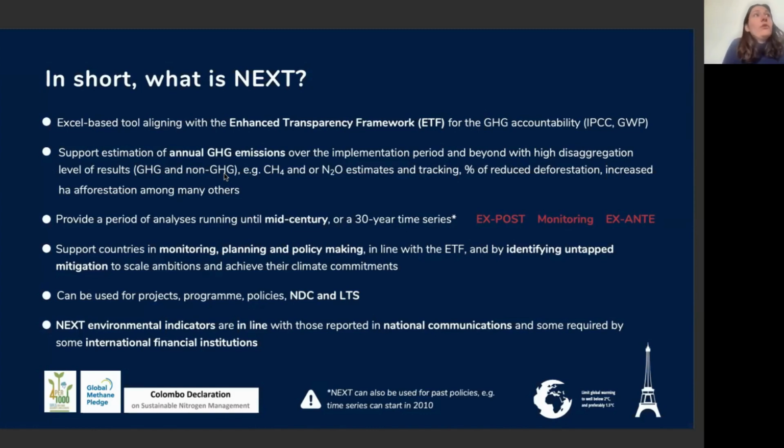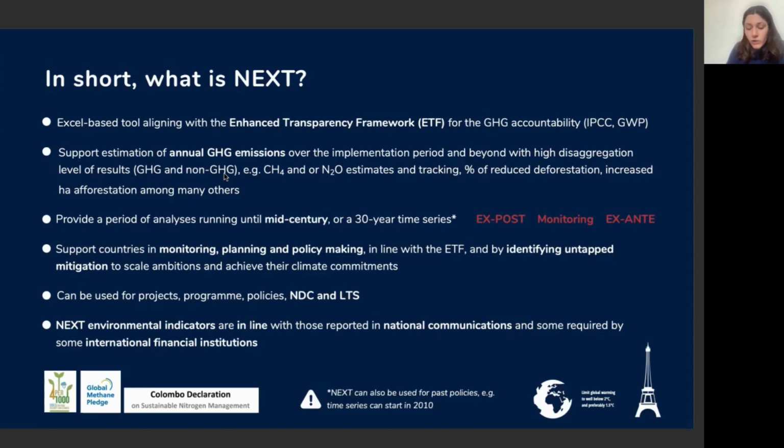We wanted, with this tool, to have a very long-term vision. So this is why we provide a period of analysis running until mid-century. So it's a 30-year time series. In short, what it means is that if you start analyzing policies from 2020, let's say you have policies starting in 2020, you will be able to see the impact that this project or this policy has until 2050.